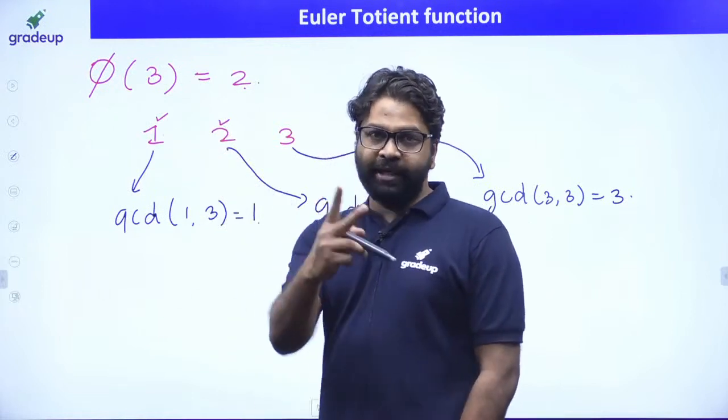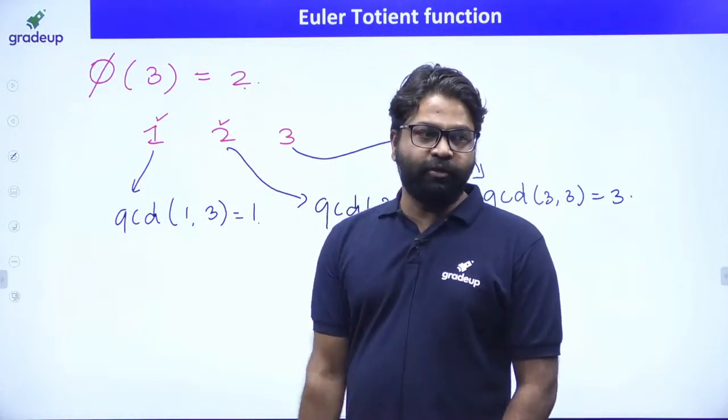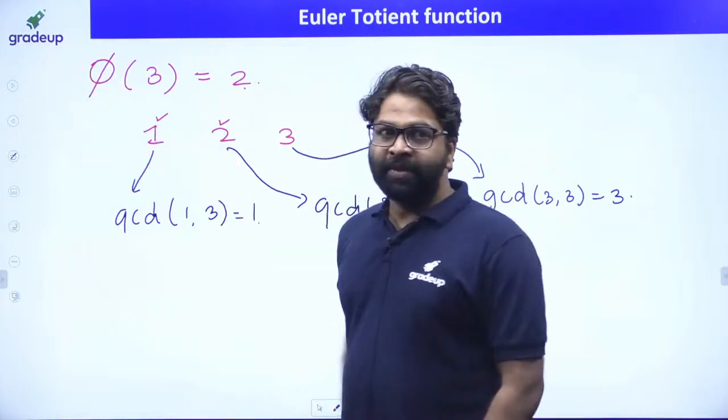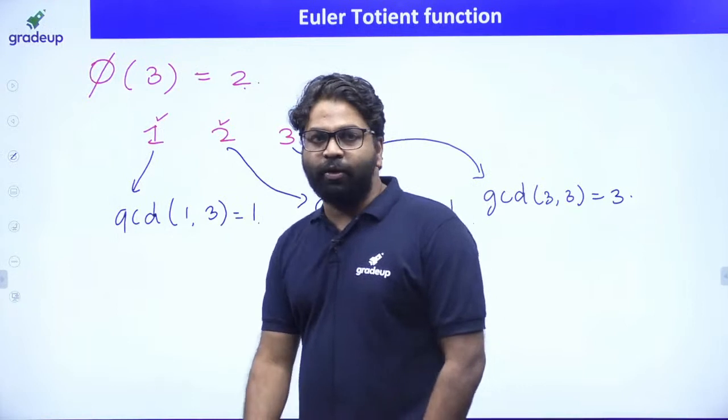So you can say that only 2 numbers are there. And what are those 2 numbers? The 2 numbers you will be getting are 1 and 2. So in this way we can go and try to calculate.